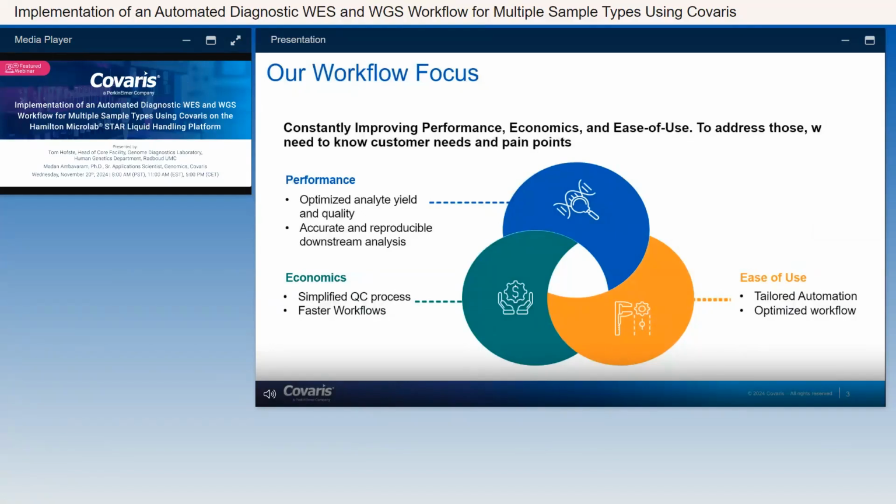Speaking about Covaris workflow focuses, we are constantly improving performance, economics, and ease of use. These three pillars are the foundations of our focus and dedication to the genomics community. The claims you are seeing here include, to name a few, optimized analyte yield across samples, simplified QC processes, and workflow ease of use for automation. These claims are backed by data and real case studies with customers and collaborators, some of which I will be sharing in the upcoming slides.